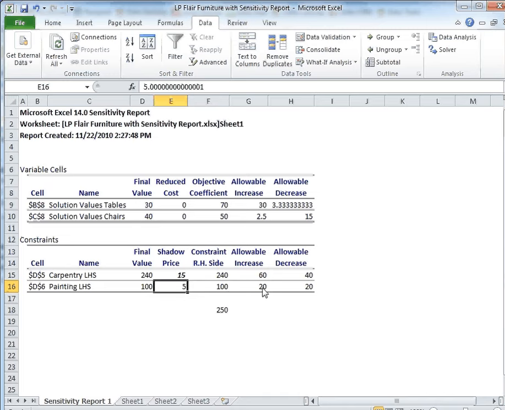For every unit I reduce it, up to 20, my profit or my objective will be reduced by 5. So I don't actually have to rerun the model. I can simply read how my objective changes from the sensitivity output. In fact, let's go try this out.